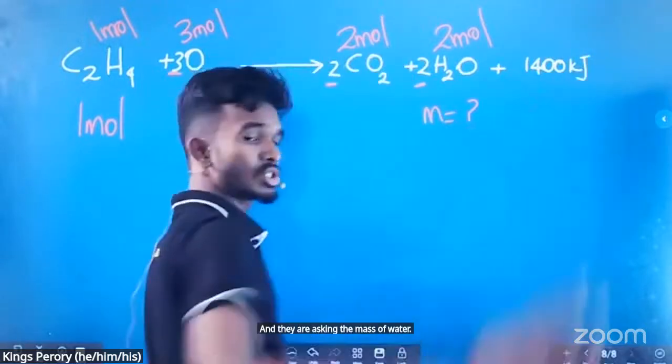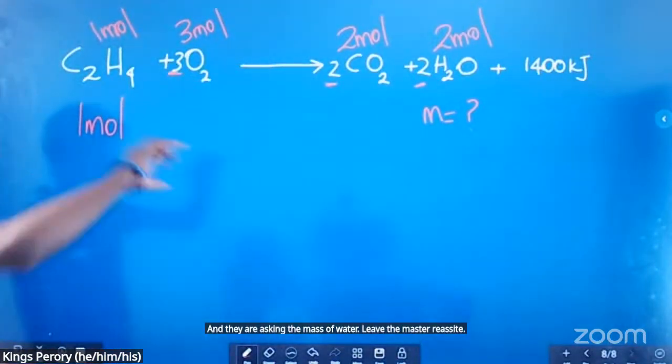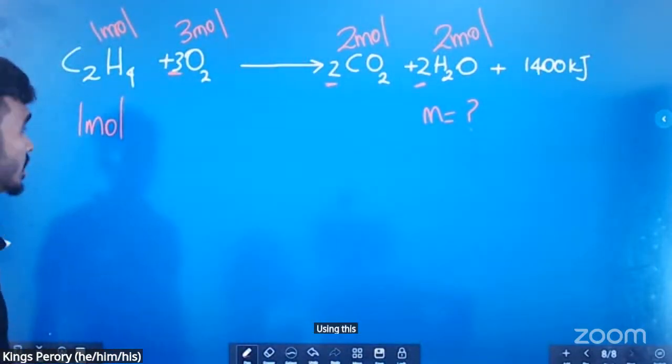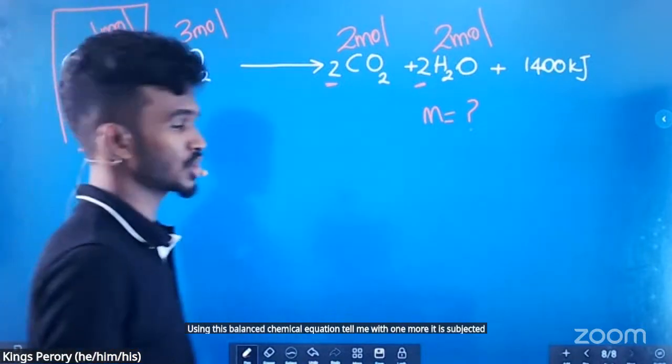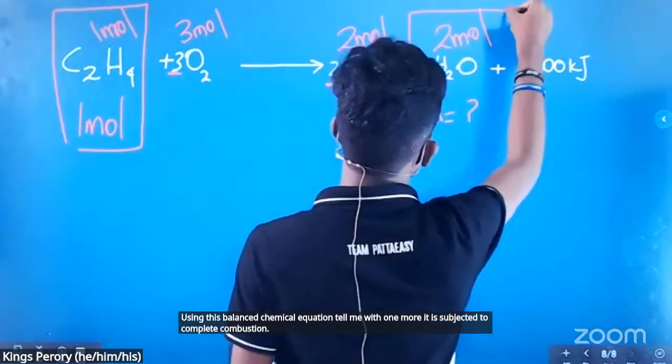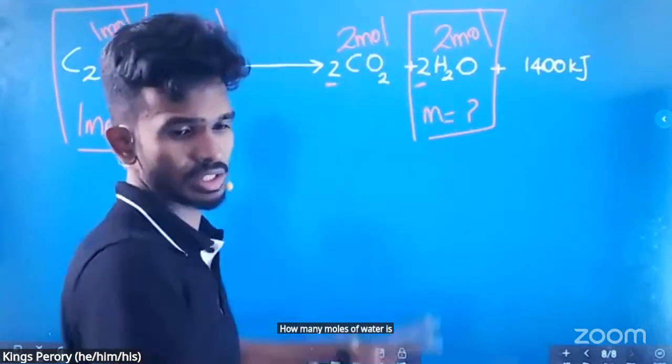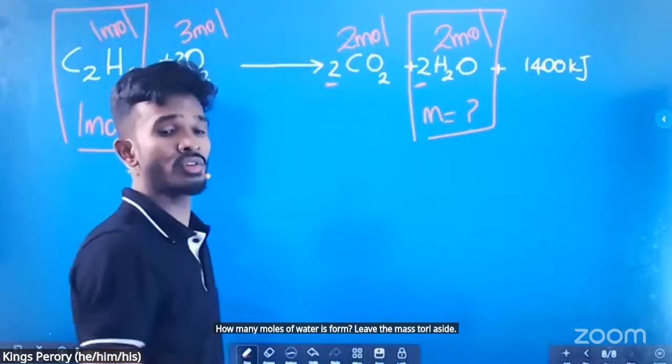Leave the mass story aside. Using this balanced chemical equation, tell me when 1 mole of ethylene is subjected to complete combustion, how many moles of water is formed? Leave the mass story aside. How many moles of water is formed?